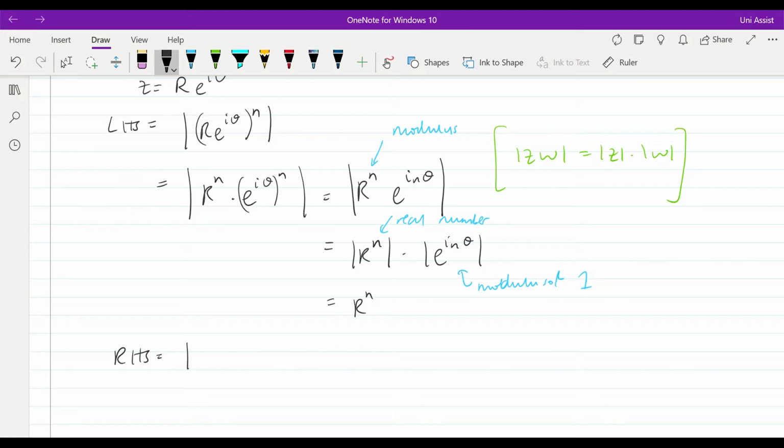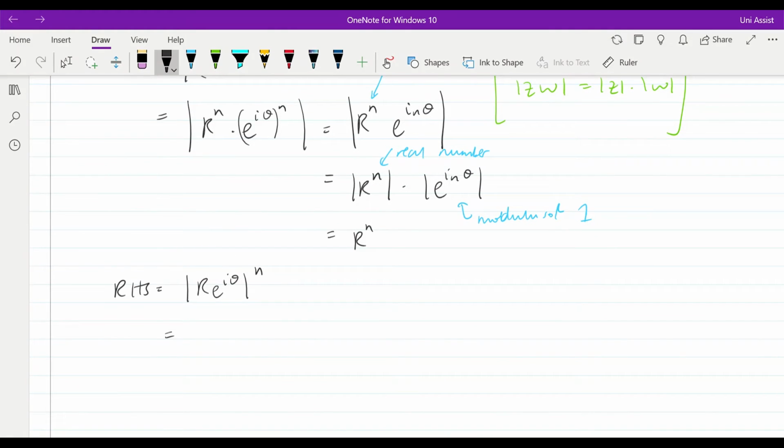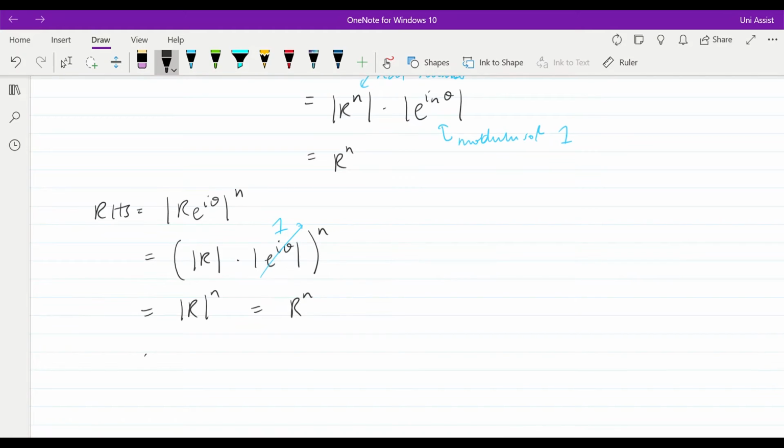The right hand side is equal to modulus of (r e to the i theta) to the power of n. Just like before, we can split it all out. So we've got modulus of r times modulus of e to the i theta, all to the power of n. Once again, we know that this goes to 1, and this is a real number, so we end up getting modulus of r to the n, which is equal to r to the n. So therefore, we've got modulus of z to the n equals modulus of z to the n.